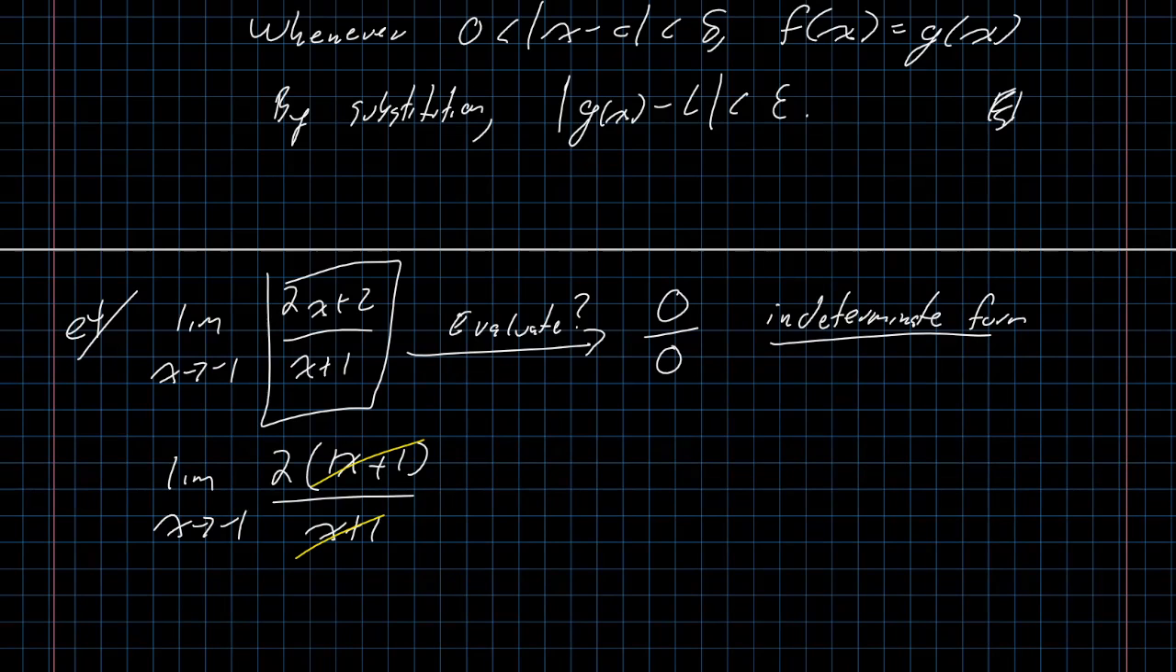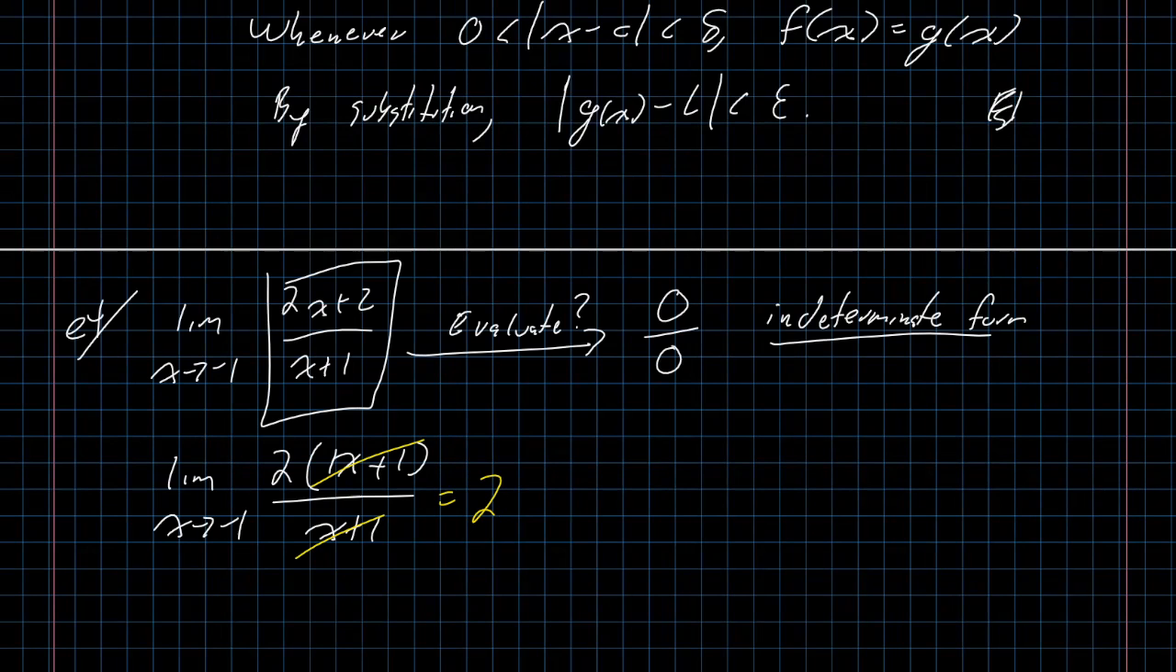But because we are looking at the limit, we're looking at everything except x equals -1, and everywhere else you can do this without any trouble whatsoever, and you get 2. So the limit of this function as x approaches -1 is 2.